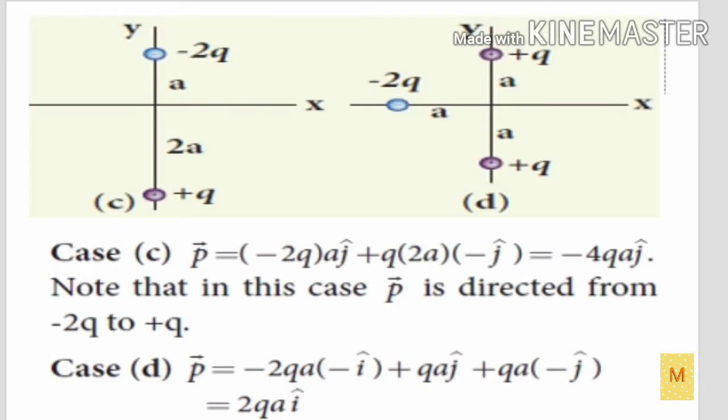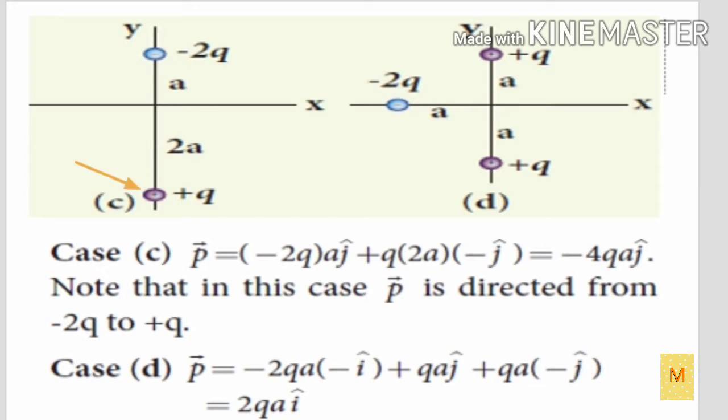See the next picture. Here two charges are given. The two charges are kept along the y-axis. One is positively charged and the other is negatively charged. So the negative charge minus 2q is placed at a distance a from the origin in the positive y direction.